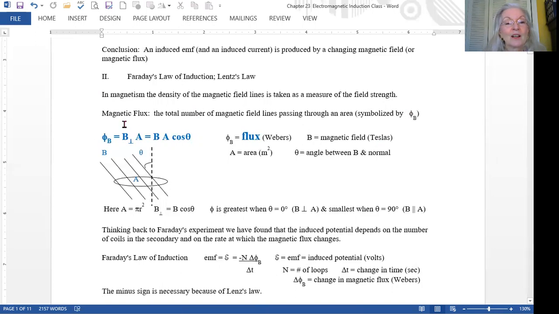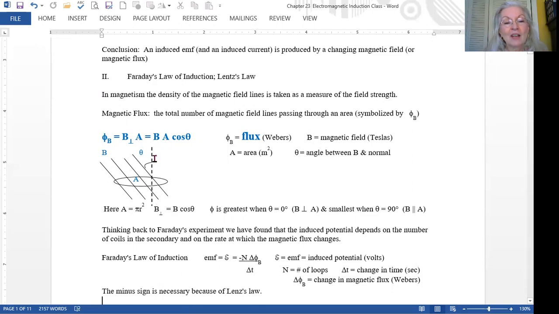So this is a circle with a line drawn through the middle of it, phi sub B, and it's going to equal B times A times the cosine of theta. B is the size of your magnetic field in Teslas. A is the cross-sectional area that you're looking at, and theta is the angle between the magnetic field and the normal to the surface. Remember, normal to the surface makes a 90-degree angle.